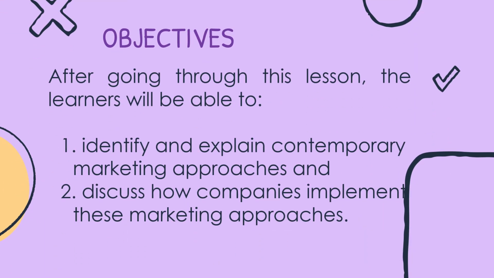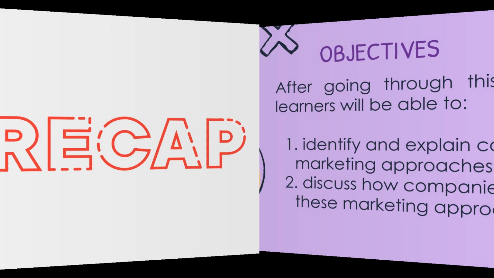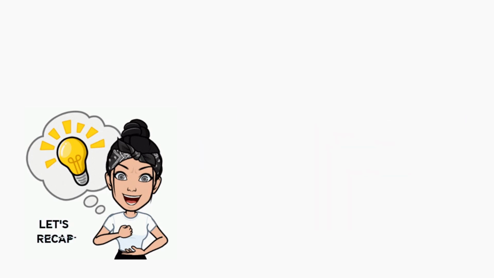After going through this lesson, the learners will be able to first identify and explain contemporary marketing approaches, and second, discuss how companies implement these marketing approaches. Now that we know our objectives, let's have a recap.